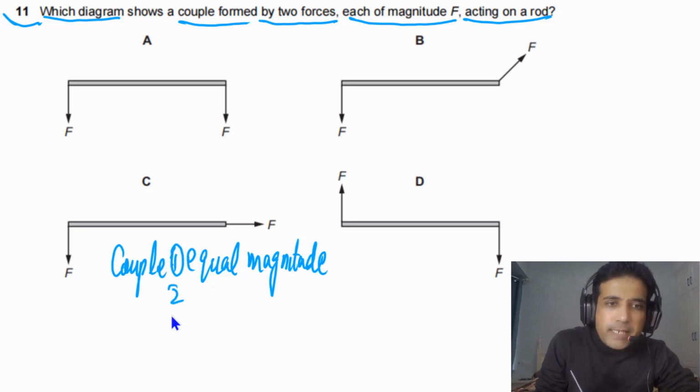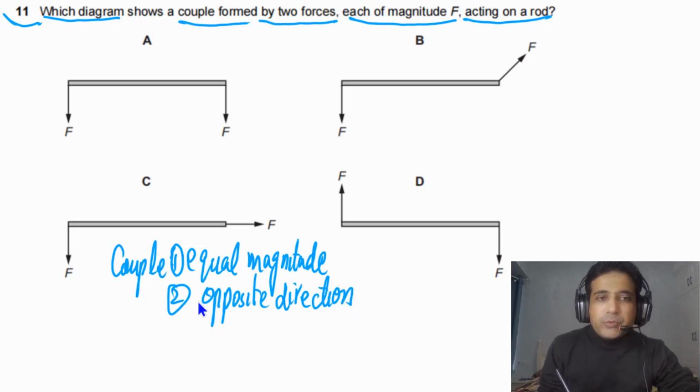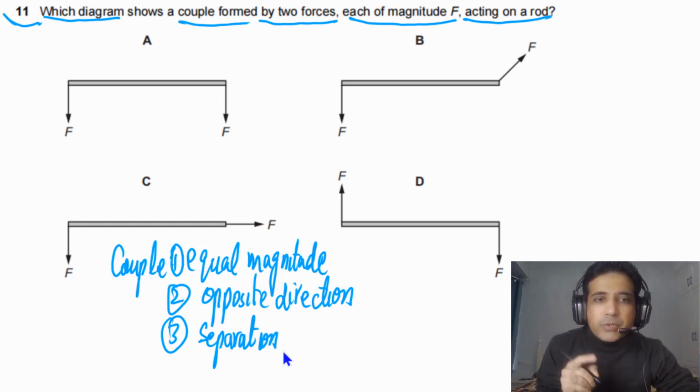The second condition is opposite direction, meaning the forces need to act in opposite directions, so the resultant force on the rod will be equal to 0. The third condition is that there must be a perpendicular distance, or simply we can say there must be separation between the lines of action of the forces. So we can use these conditions to find the answer.